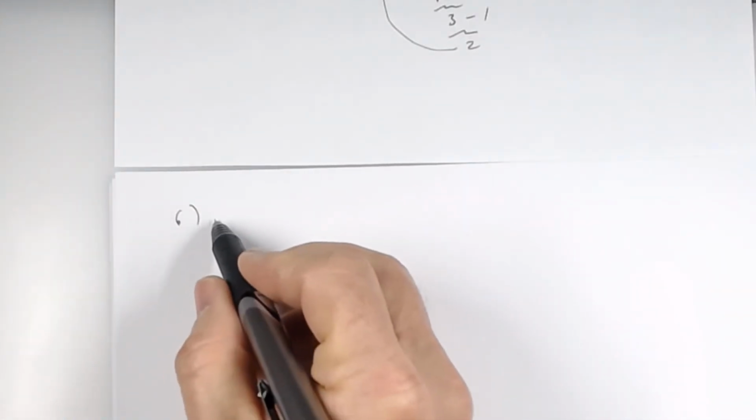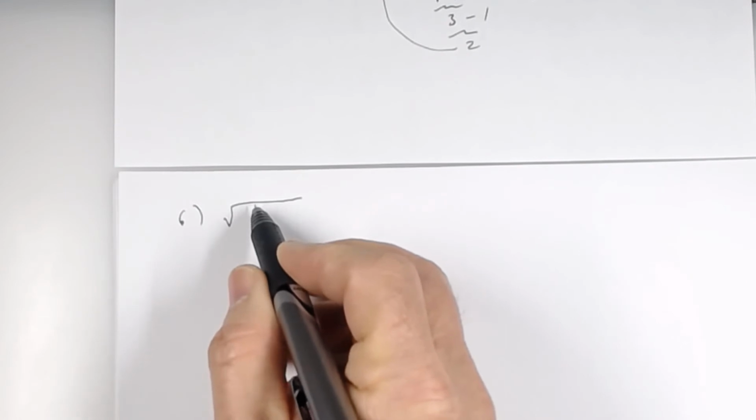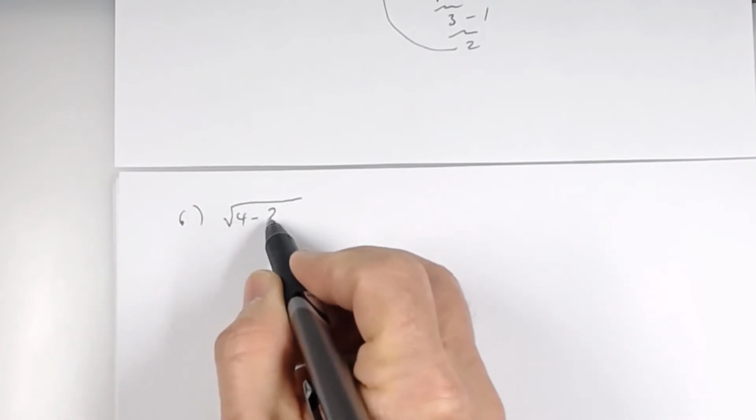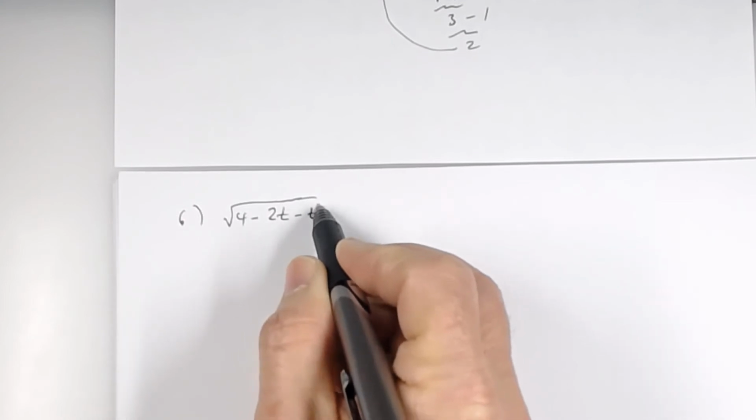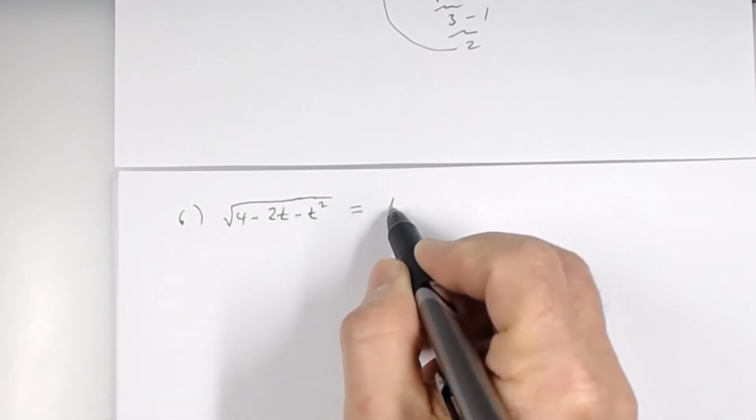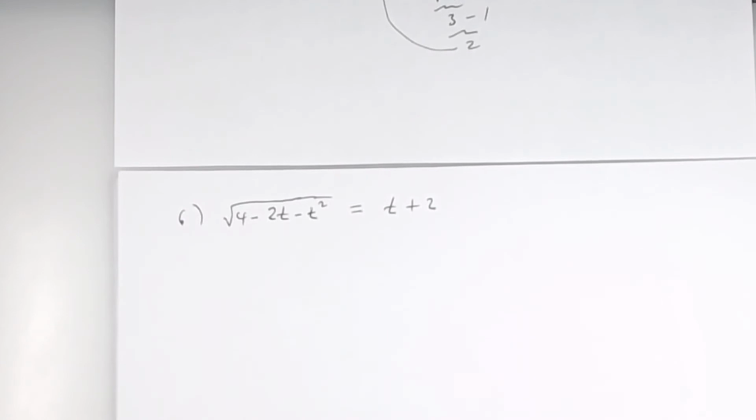You have the square root of 4 minus 2t minus t squared equal t plus 2. So what's the first step? Isolate the radical. Is it already done? Yep. What's the second step? Square both sides.